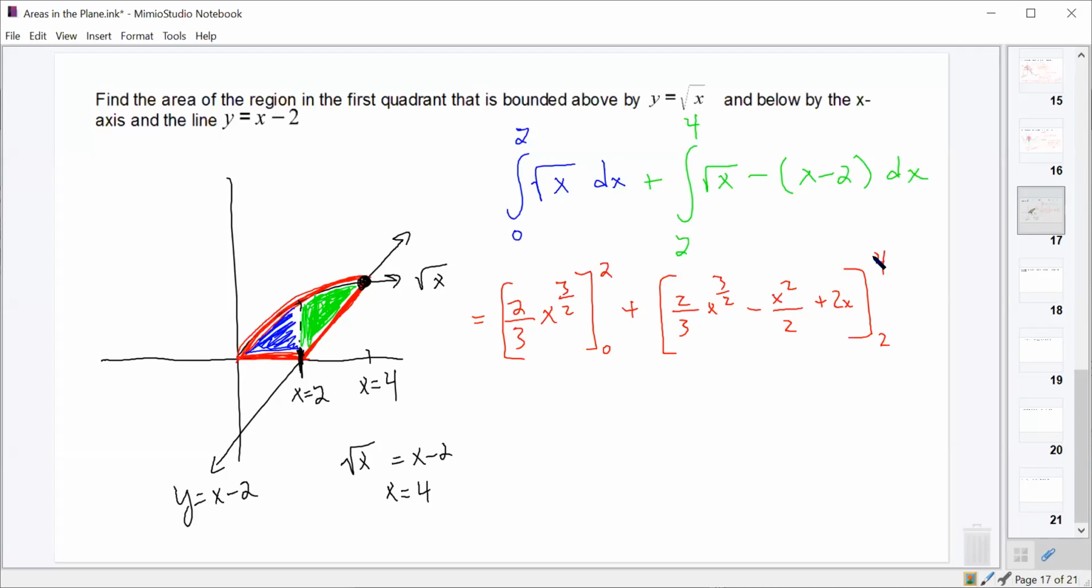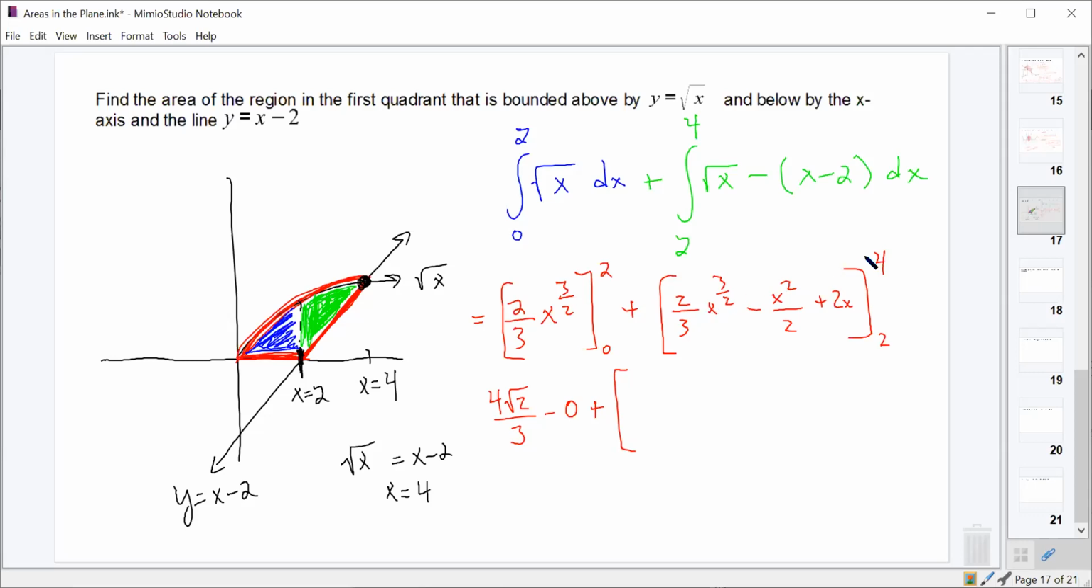Okay. Now just a bunch of arithmetic. So evaluating 2/3 x to the 3/2 at 2. Well, the square root part of that is square root of 2. And if you cube the square root of 2, what do you get? 2 root 2. And then that times 2/3 ought to be 4 root 2 over 3, minus 0 to the 3 halves, which is 0 times 2/3, still 0. First part of that is that, and we will add to that all of this junk in here.